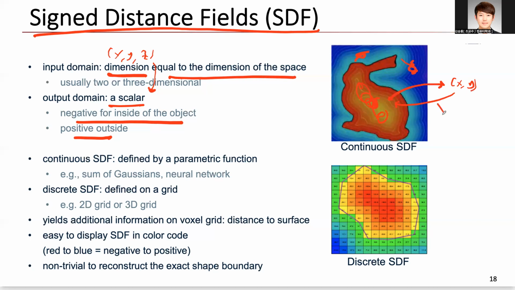So this mapping function, let's say f, is assigned in this function-based 3D representation. There are two kinds. The first one is continuous SDF, defined as a parametric network, for example, a mixture of Gaussians or a neural network, which takes XY or XYZ as input and generates the occupancy information as output. Discrete SDF means we just define it on a discrete grid, like this, and assign occupancy values on each grid cell.